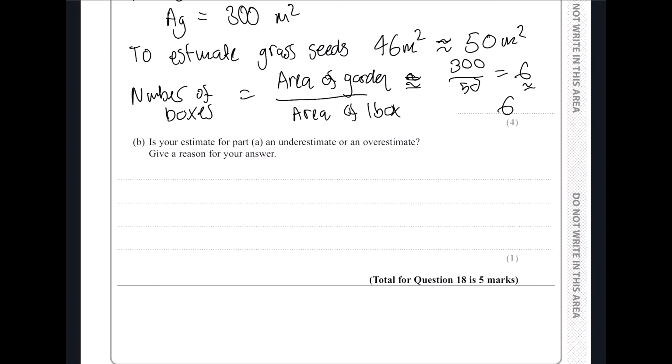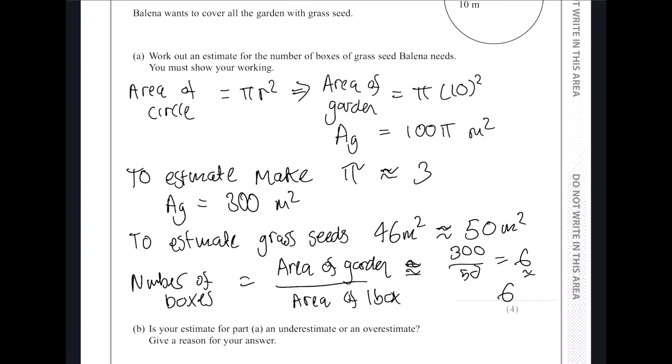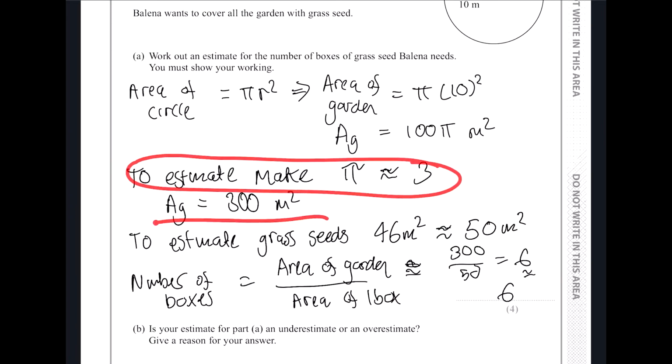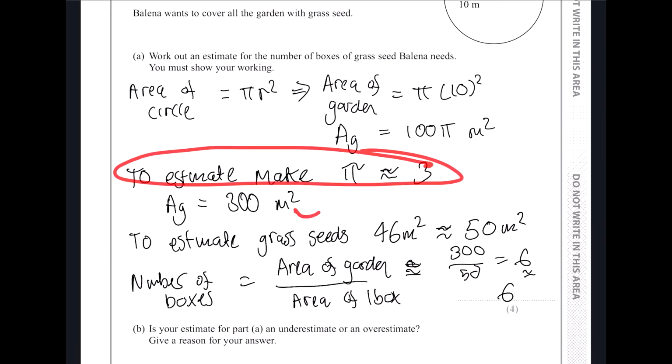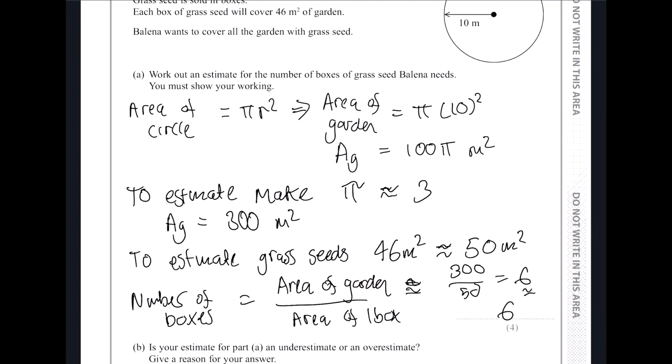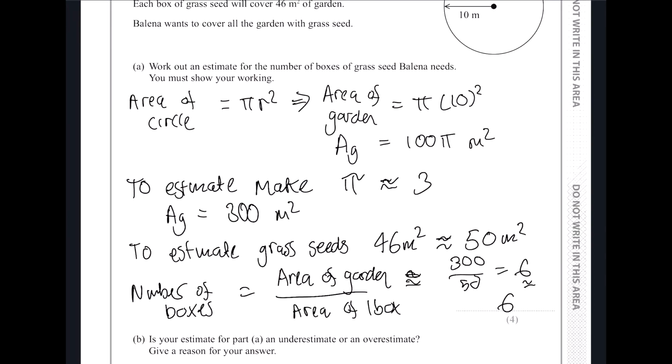Well, to figure out underestimate or overestimate, we need to understand where we made the approximation. Well, notice here, we made the approximation in pi and in the area that the grass seeds cover. Now, because both of these estimates in the end have an impact on the area of the garden and the grass seeds, the area that it covers, then we need to see which one has the majority net effect, and therefore that will tell us.